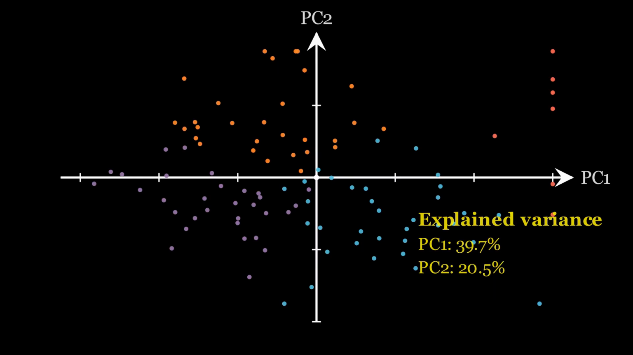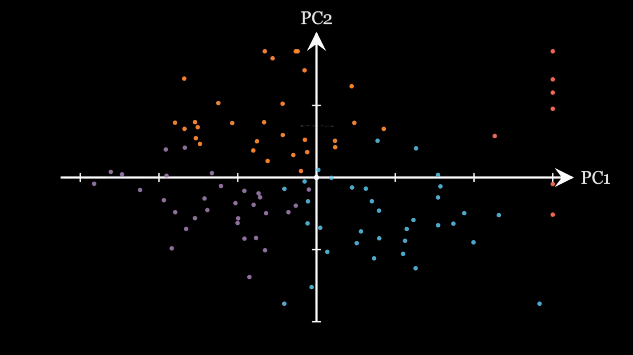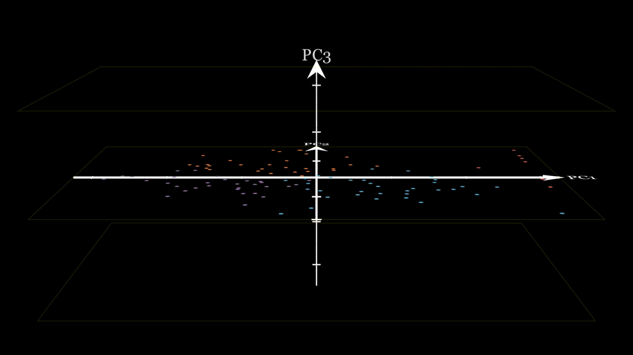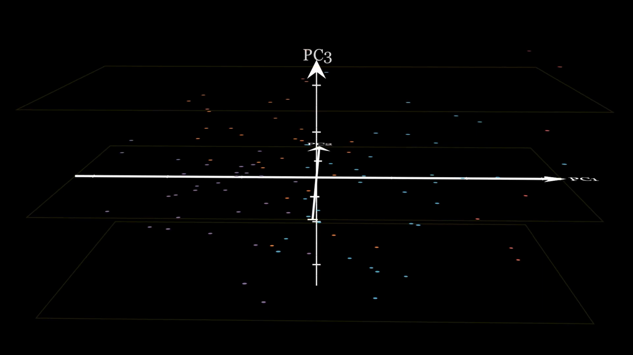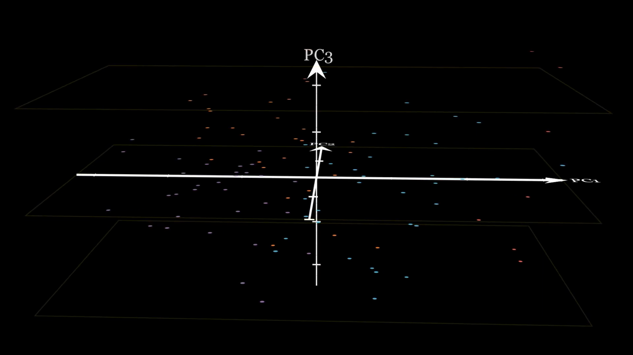Now, watch what happens when we introduce PC3. Same exact players on PC1 and PC2, but now they lift up or drop down depending on their PC3 score. So PC3 is capturing new behavioral splits that PC1 and PC2 couldn't fully explain.